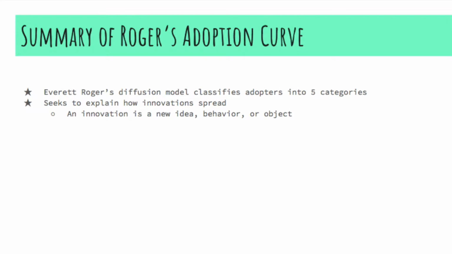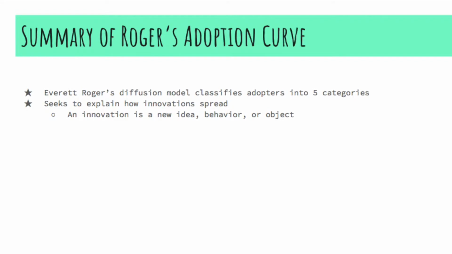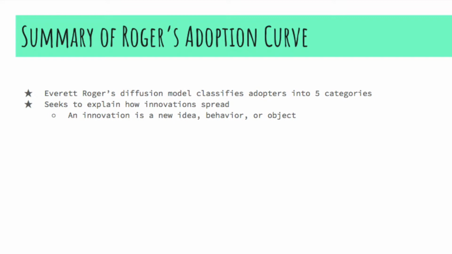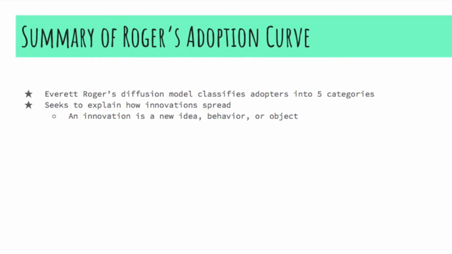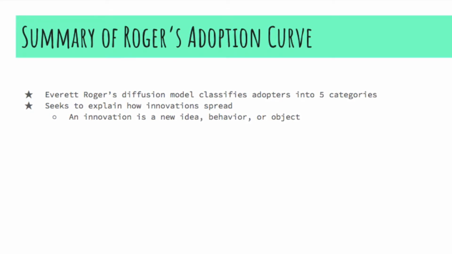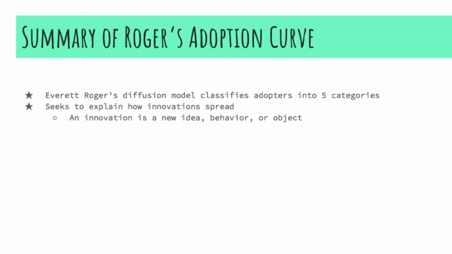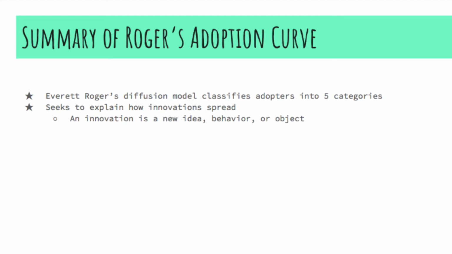An adoption of an innovation means that an individual accepts the new idea, behavior, or technology and utilizes it in their daily lives. Rogers' diffusion of innovation model classified adopters into 5 categories. The reason for 5 categories is because adoption occurs at different rates, and some individuals are more likely to adopt than others. His 5 categories are broken up into the innovators, the early adopters, the early majority, the late majority, and lastly, the laggards.